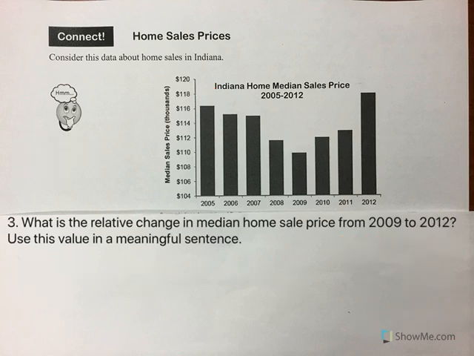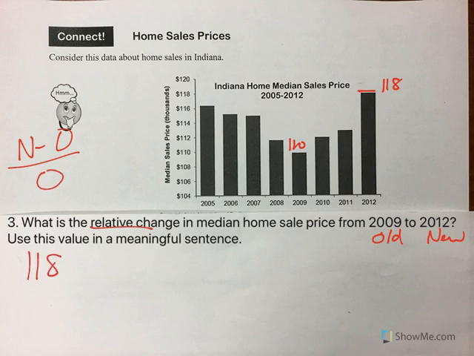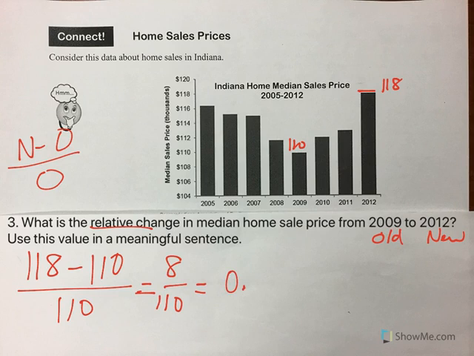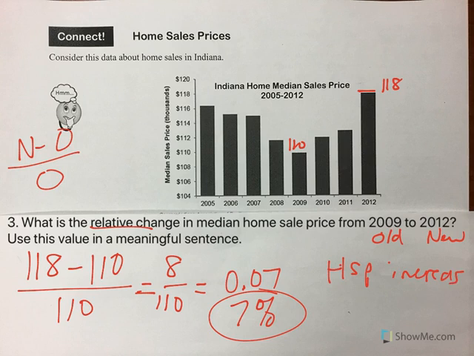Now let's go from 09 to 12. We've already said 09 is 110. 2012 is up here. We're going to call that 118 for this purpose. So old, new. Relative change is new minus old divided by old. So 2012 is new, 118. Old is 110, divided by 110. So that gives me 8 over 110, which rounds to approximately 0.07, which is a 7% increase. It's increased because it's a positive number. So home sale prices increased 7% from 09 to 2012.